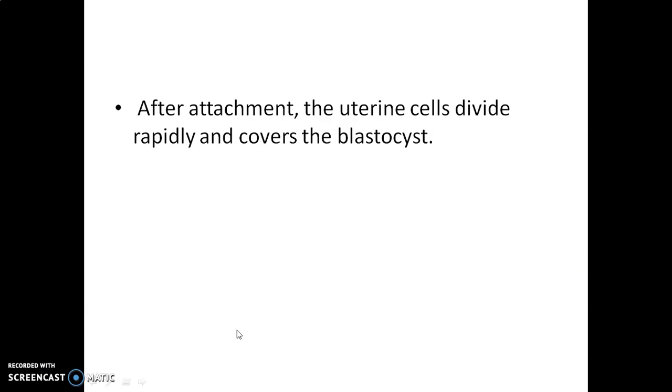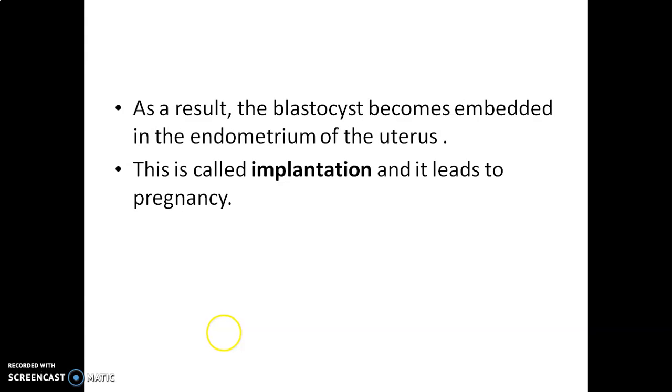After the attachment, the uterine cells divide rapidly and cover the blastocyst. As a result, what happened? The blastocyst becomes embedded in the endometrium of the uterus. This is called implantation and it leads to pregnancy. Clear? The process of implantation is clear.